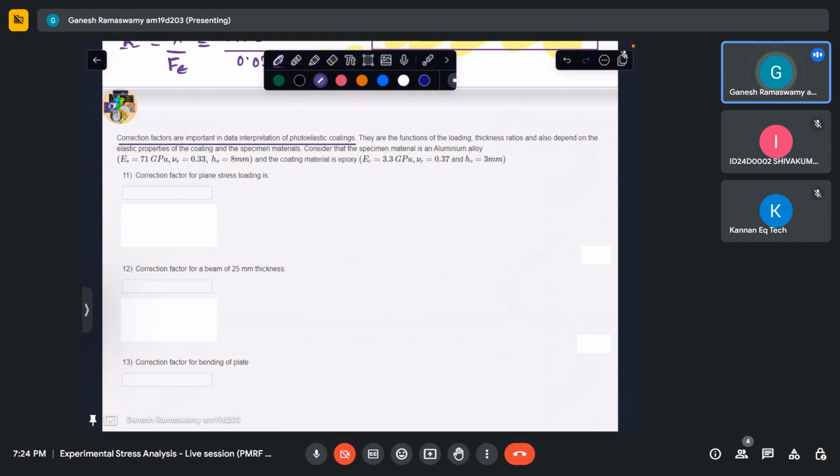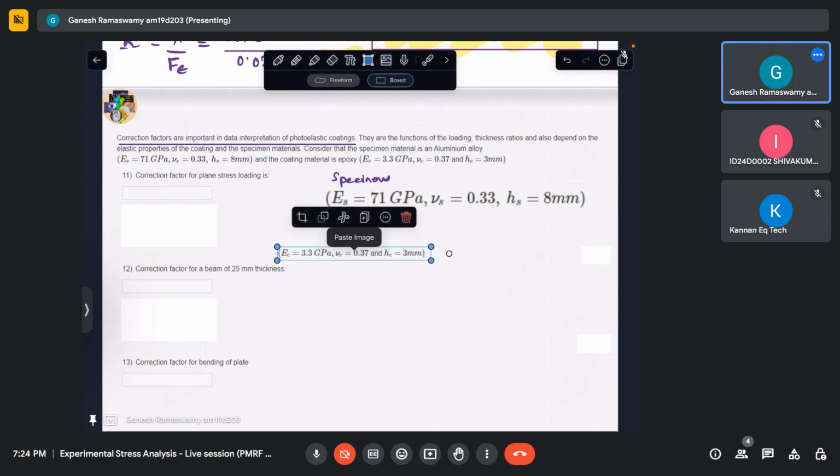So for the specimen I have these properties, and the coating is of epoxy having these properties. Okay, so this is epoxy. Now the correction factor for plane stress loading is as given, the correction factor for the beam with 25 mm thickness is as given, and the correction for the bending of plate is as given.